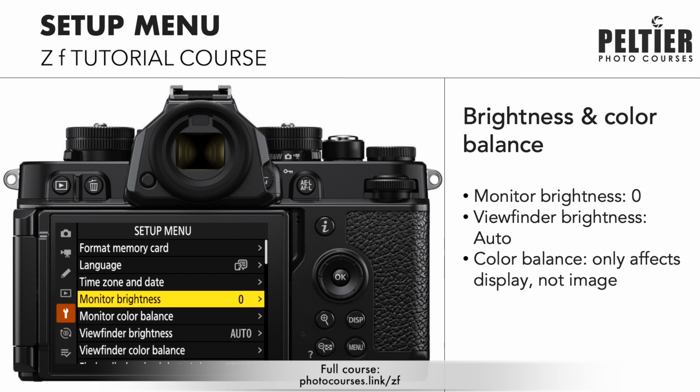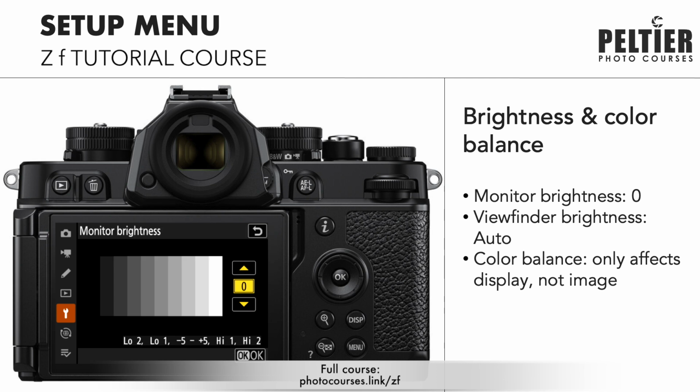There are quite a few options for your monitor and viewfinder brightness and color balance. So let's start with monitor brightness. I like to leave this at 0. You can turn it up if you're in bright light and you need to see the screen better, or if there's a glare, and then you can turn it down if you're in dark environments and you don't need it all the way bright. 0 is just a good starting compromise to be able to both see the display easily and conserve your battery. The higher that display brightness is, the faster it's going to eat away at your battery.